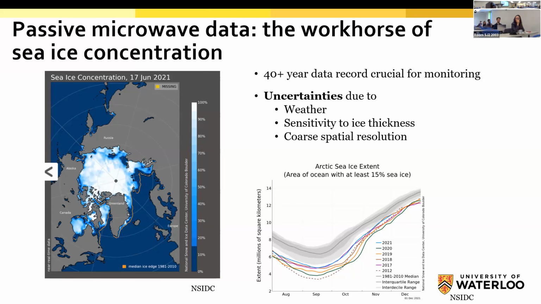But this data has some uncertainties due to weather. The data themselves are sensitive to the weather. They're biased for thin ice, and they tend to have a fairly coarse spatial resolution.